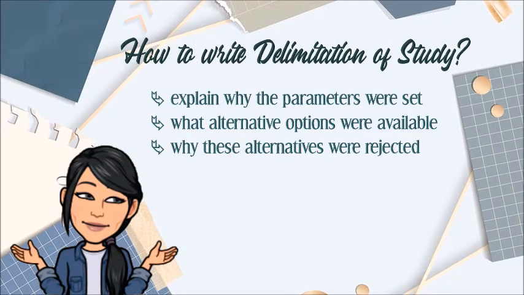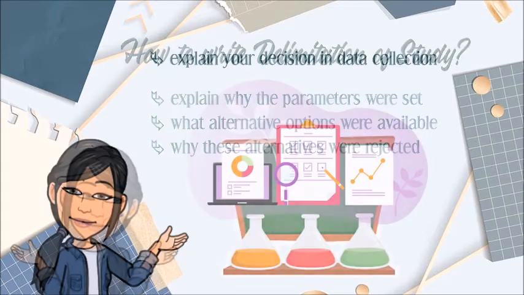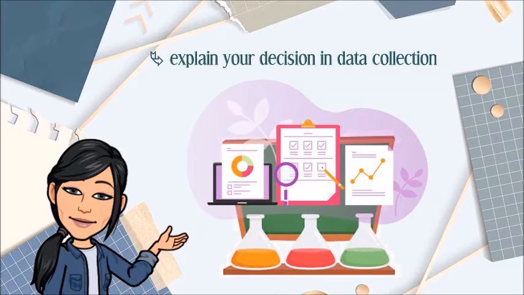How to write delimitations? Since the delimitation parameters are within the researcher's control, he needs to explain why they were set, what alternative options were available, and why these alternatives were rejected. For example, you plan to collect data that can be derived from three different but similar experiments. In the delimitation of study, you will explain how and why you decided to select the one you have.